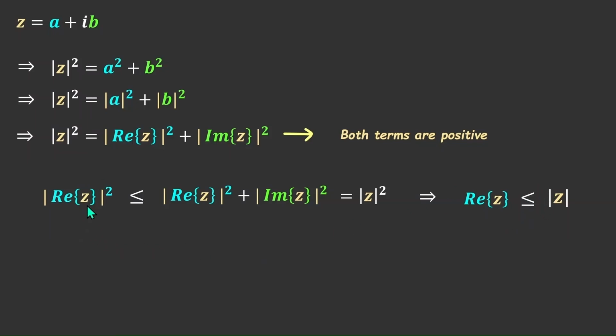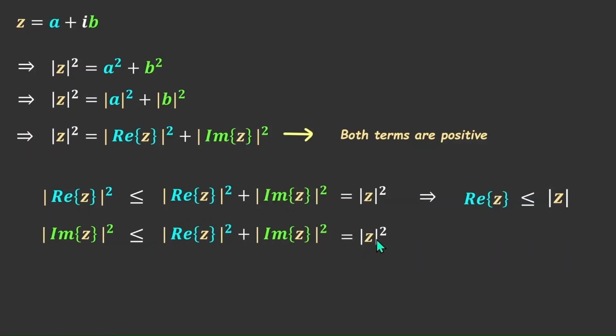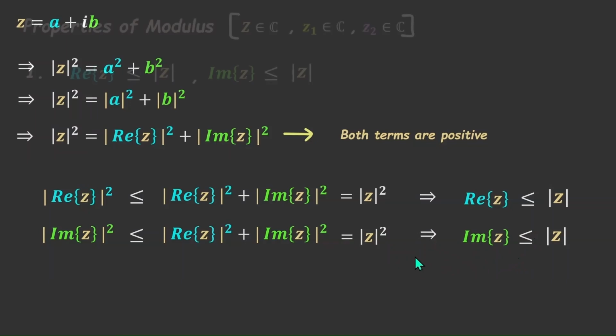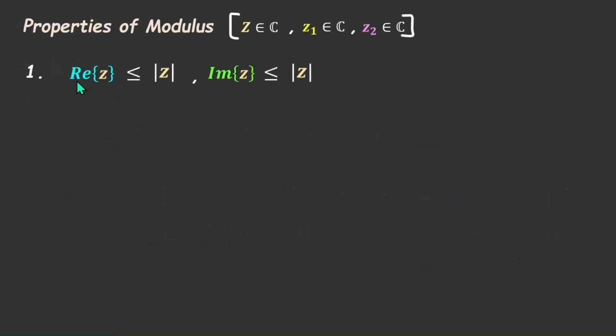And similarly, we can also write this for imaginary part of Z, which says that mod of imaginary part of Z whole square should be less than real part of Z whole square plus imaginary part of Z whole square, which is nothing but mod Z whole square. So this implies that imaginary part of Z is also less than or equal to mod of Z. So let's write it. So this is the first property that we got.